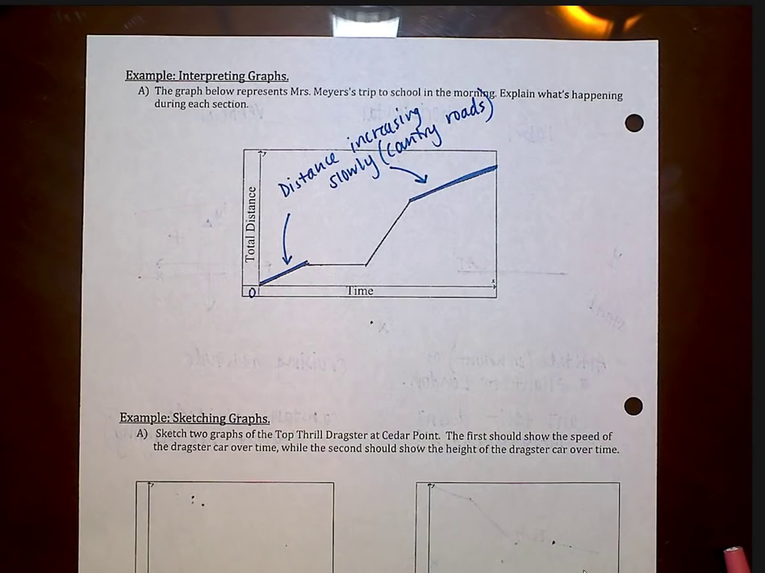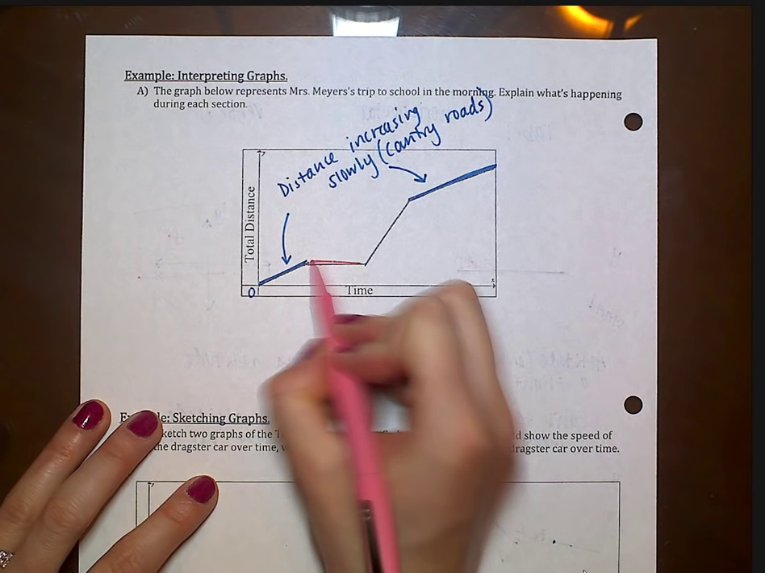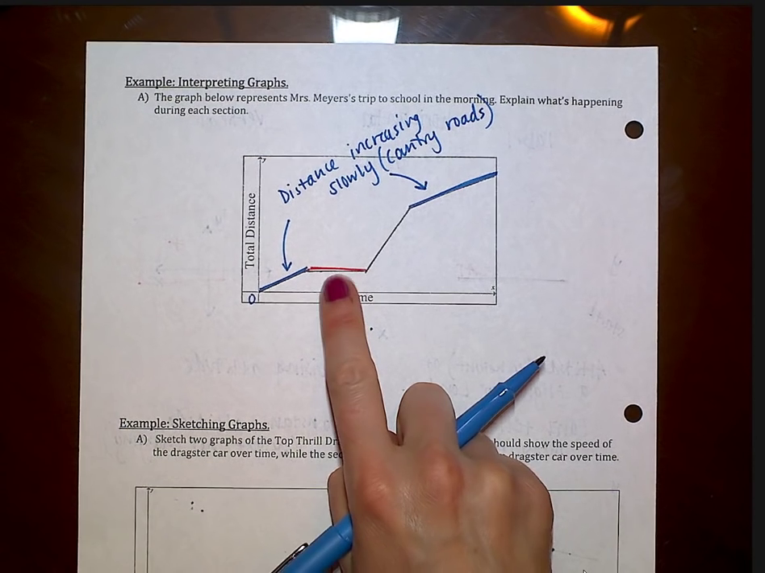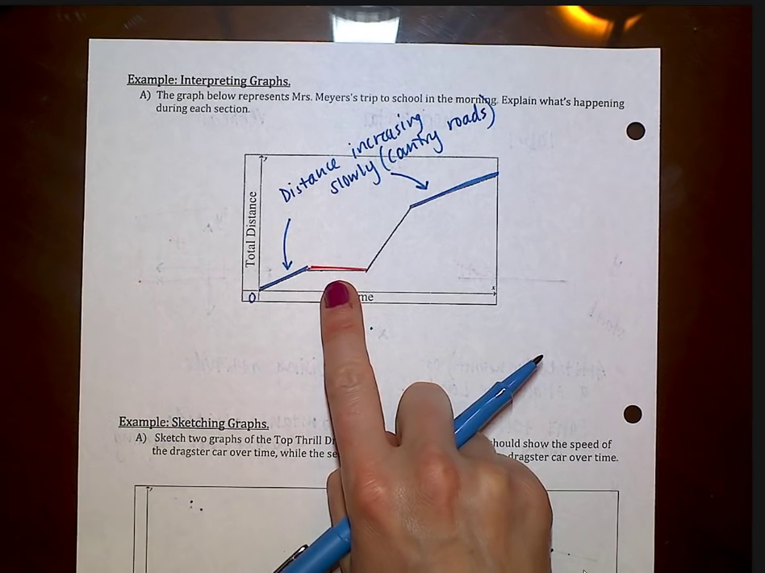Not going to go as fast on those roads. Okay, the flat part of the graph, yay, right here. Honestly, the number one mistake people make in this lesson is they just mess up on what the flat part means. But I saw that last time. The flat part, when it's distance, means that I'm not moving. I'm not covering any ground.